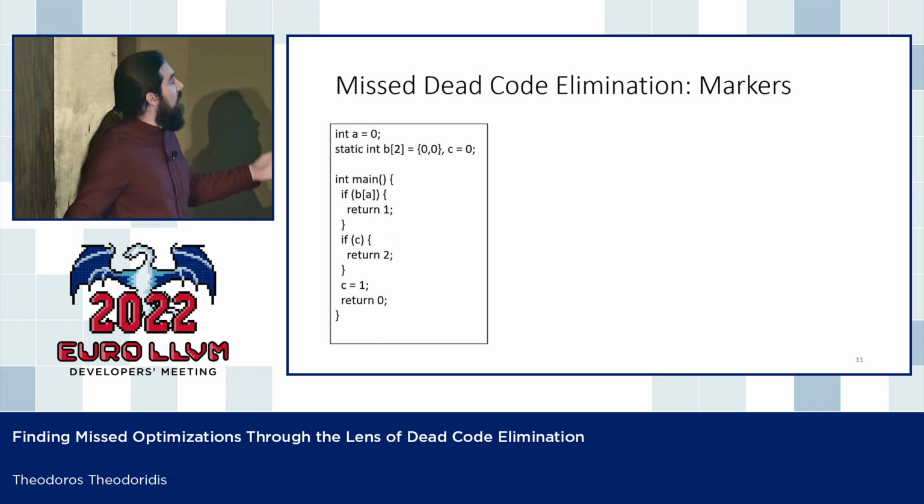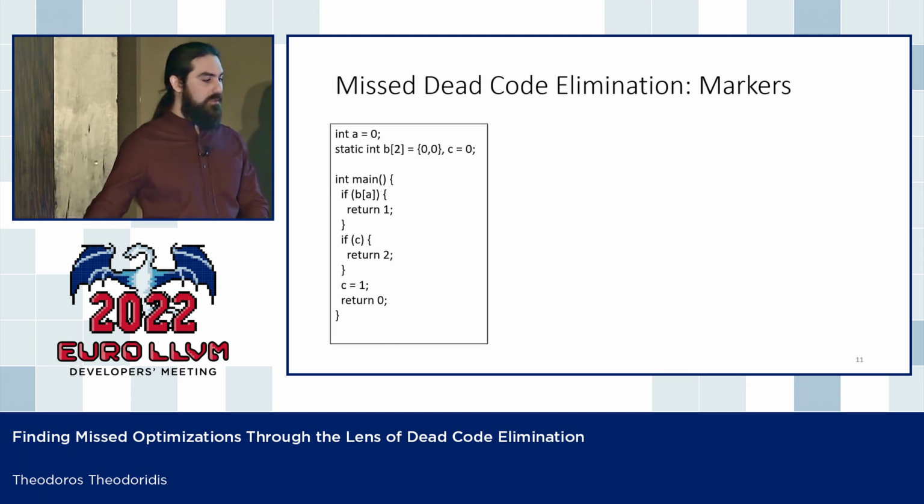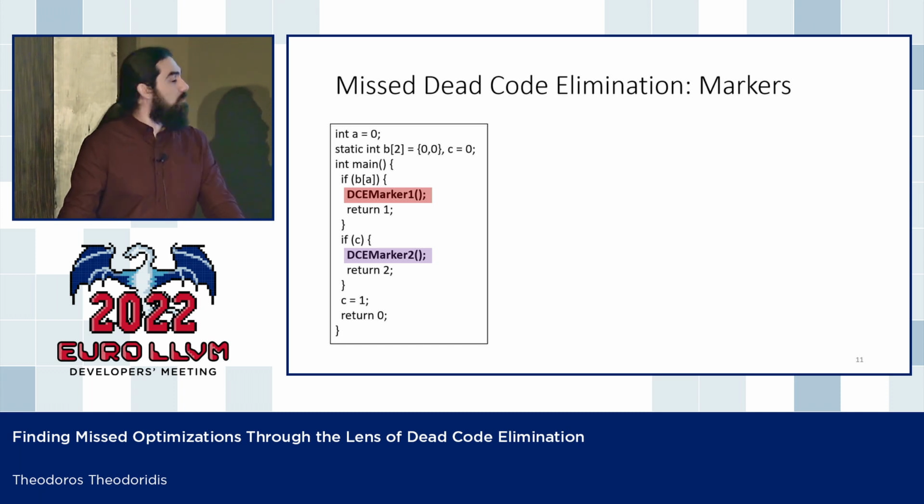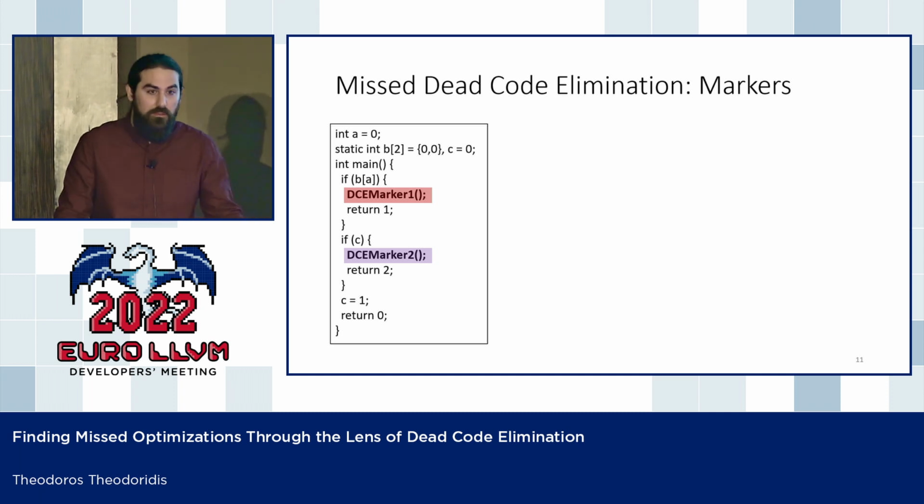So what we do is, we don't compile the original program, but we add what we call markers that can help us derive this relationship. In this case, we add these markers in if statements, and these are calls to functions that have only been declared and not defined. So the compiler only knows their names and their types, and it cannot analyze them, it cannot inline them.